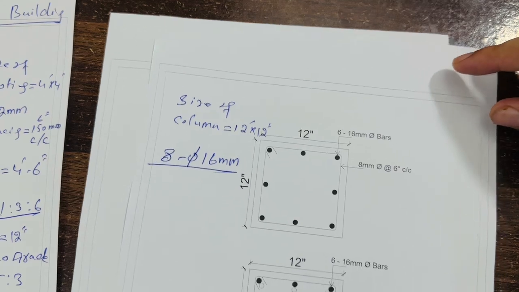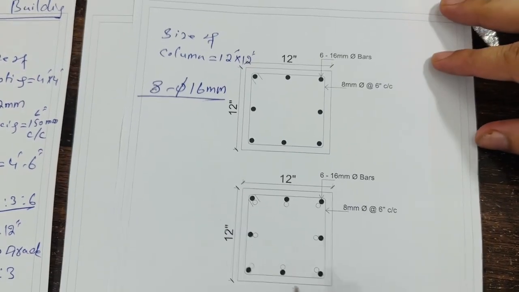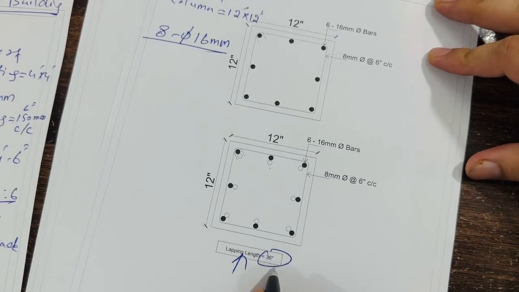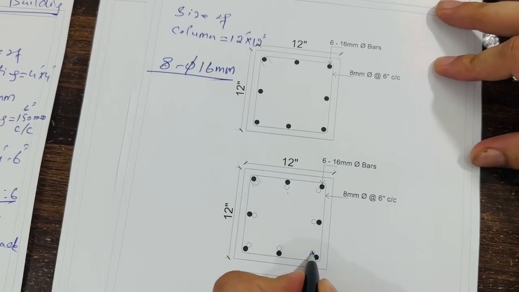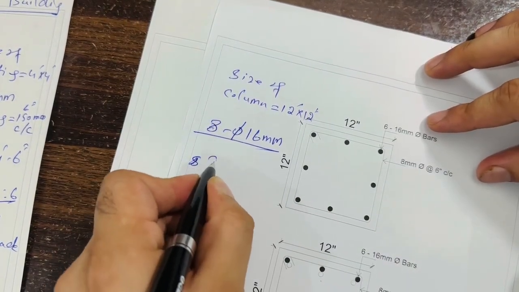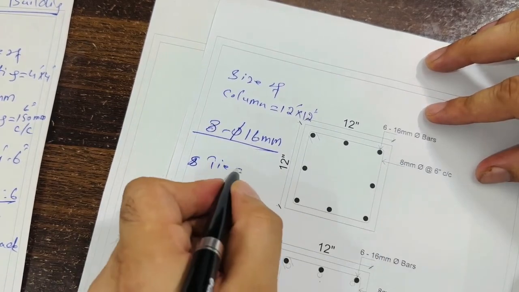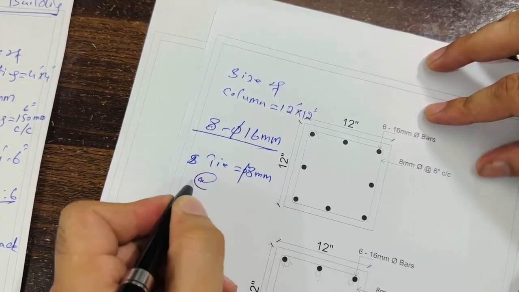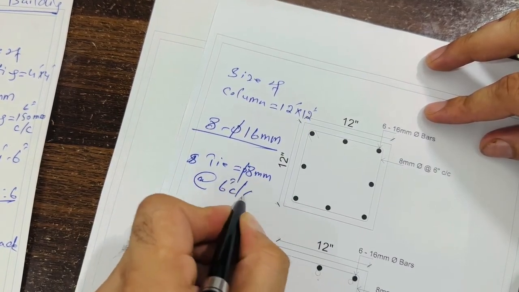You can see clearly. On the other side, you can see the lapping. This is overlapping because the lapping length is 36 inches. Okay, these are the overlapping. You can see the stirrup dia, or you can say tie dia, which is 8 millimeter tie dia with the spacing of 6 inches center to center.